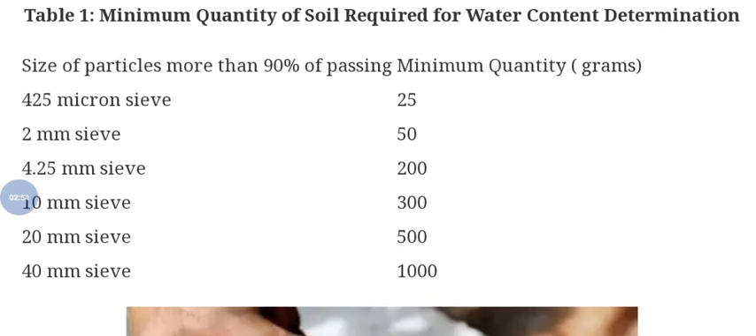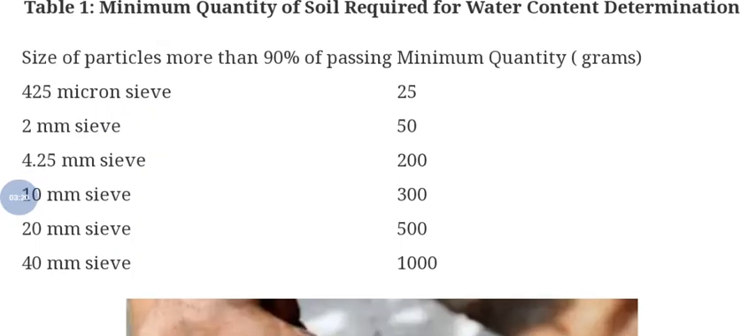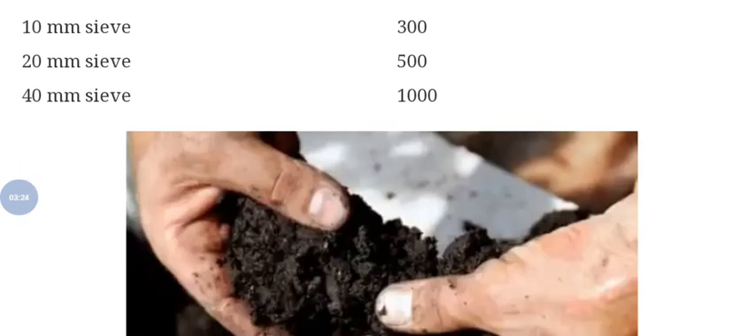Here the amount is given: if we have 90% of the soil particles that is more than the 4.75 mm sieve, then we will use 25 gram of the soil. The respective amounts are given according to the size of the particles.